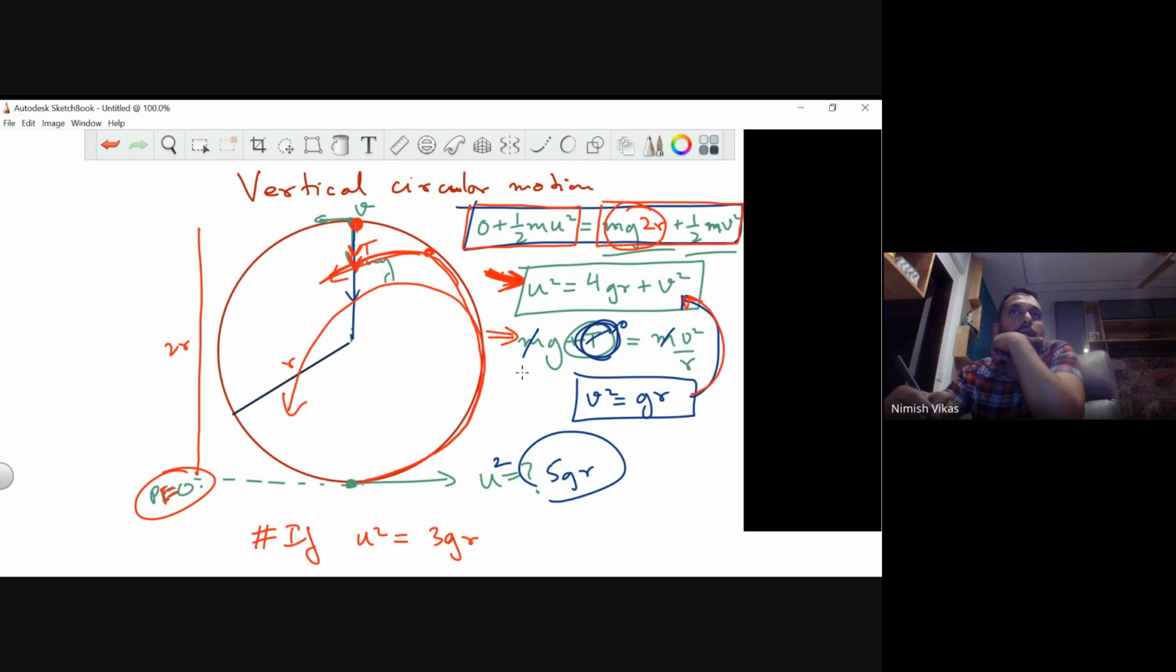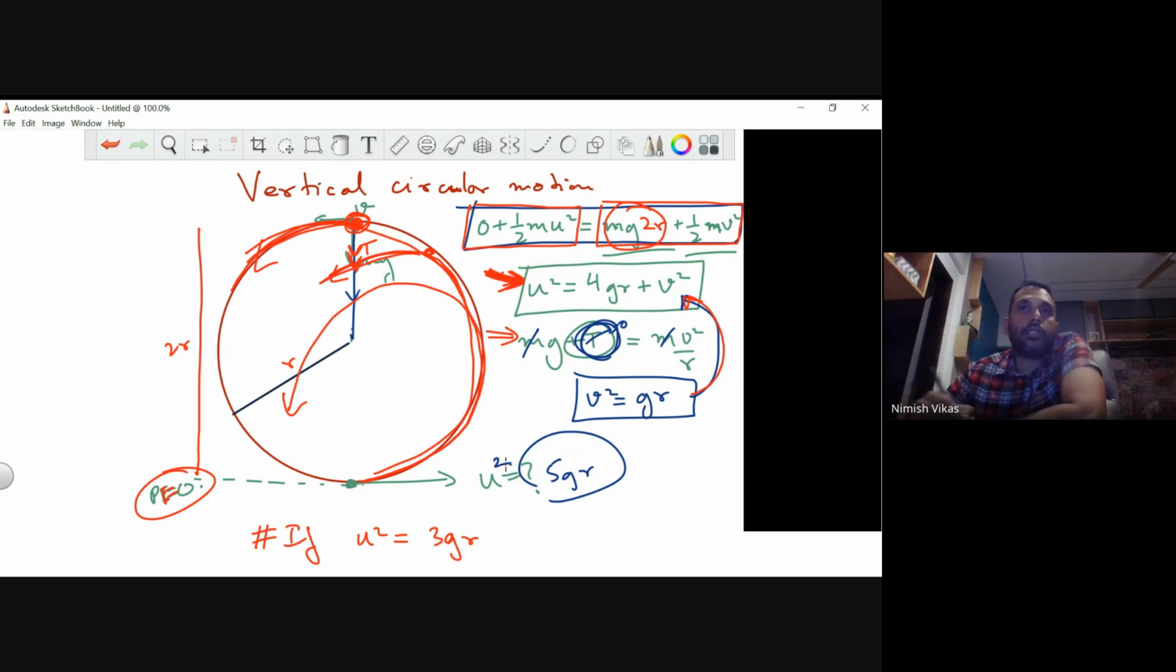at the bottom. If it is 5gr, then yes, it is going to cross the circle, and after that the string starts becoming tight again. It is just the topmost point. Crossing the topmost point is the most difficult because there the velocity is the least. Is that clear?